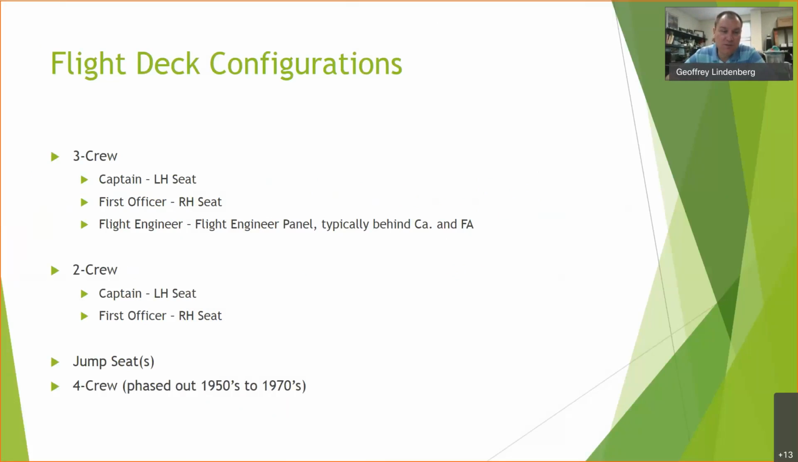The first one is 3 crew aircraft. We have a captain in the left seat, a first officer in the right seat, and a flight engineer, also known as a second officer, at a flight engineer's panel. Usually that's located somewhere behind the captain and first officer, kind of off to the side.